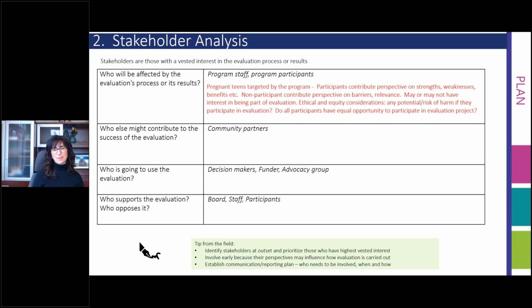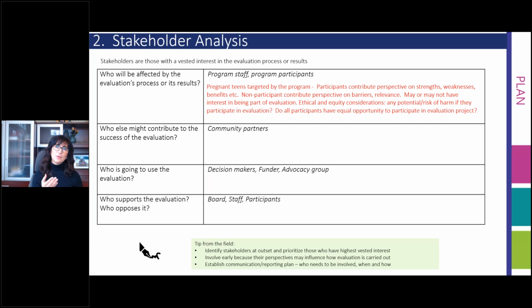And what we want to think about is the fact that we want them to be involved so that they give us an idea of the program's strengths, weaknesses, benefits. But if there are non-participants, we want to see if we can get the voice from their perspective of why they're not participating. Is it that maybe it's not relevant, or if there are barriers to getting here?